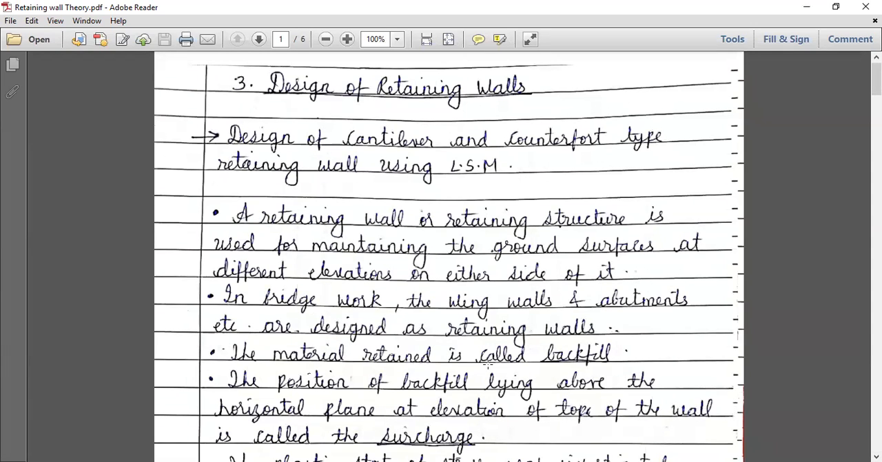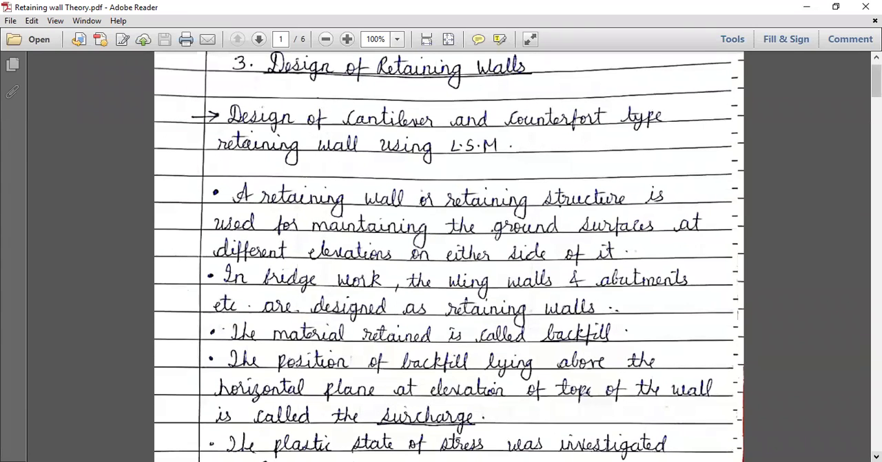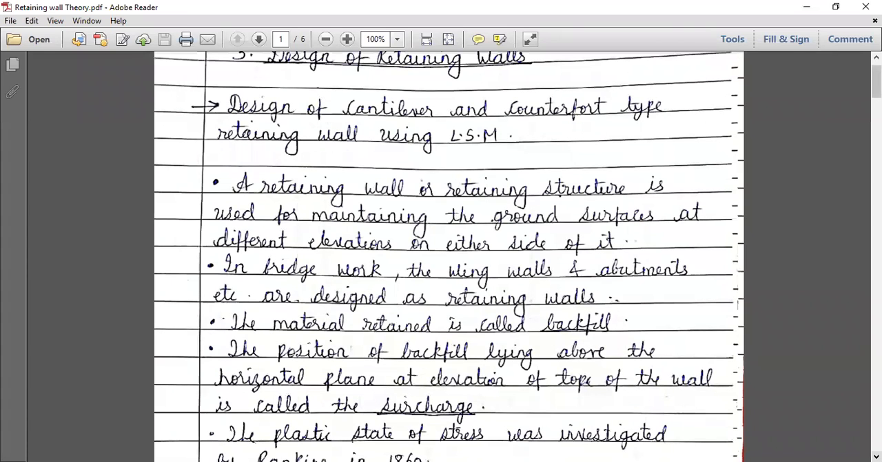In bridge work, these are designed as a retaining wall. And the material retained is called the backfill. ठीक है, जो मटेरियल रिटेन हो रहा है उसको बोलेंगे backfill. Basically the soil is called the backfill, and the portion of the backfill lying above the horizontal plane at elevation of the top of the wall is called the surcharge. ठीक है, so soil के ऊपर जो भी है loading etc, so that will come under the surcharge at the top of the wall basically.